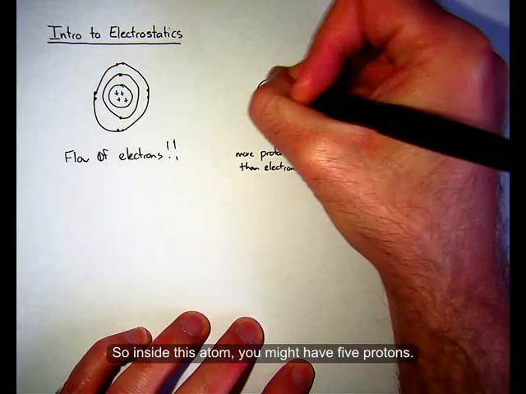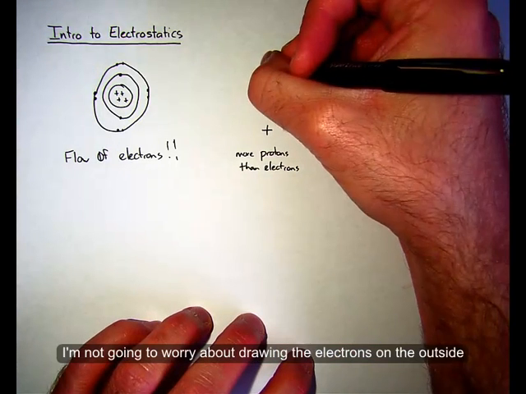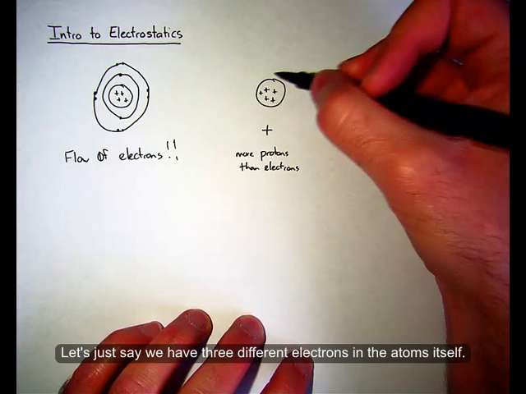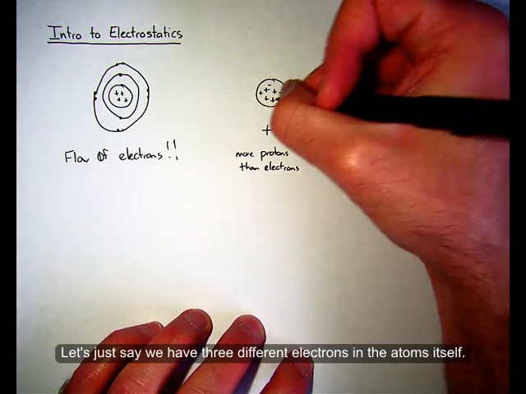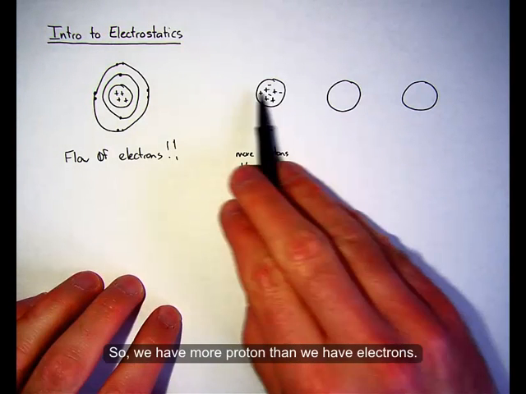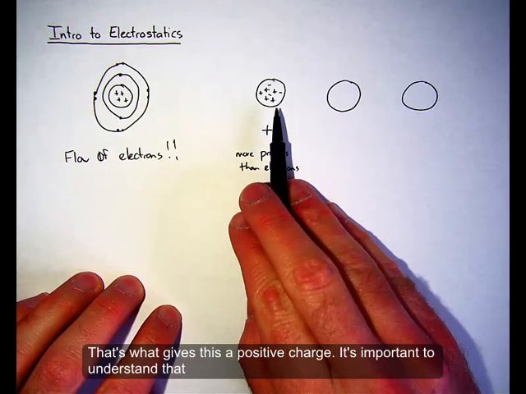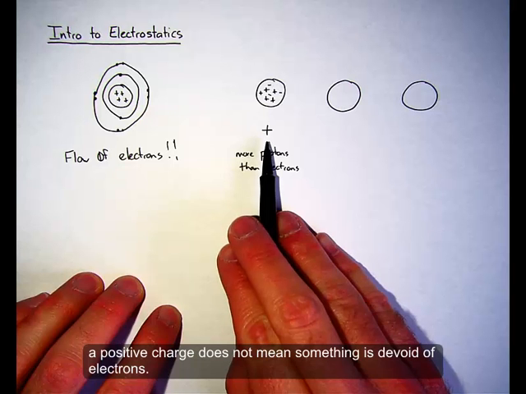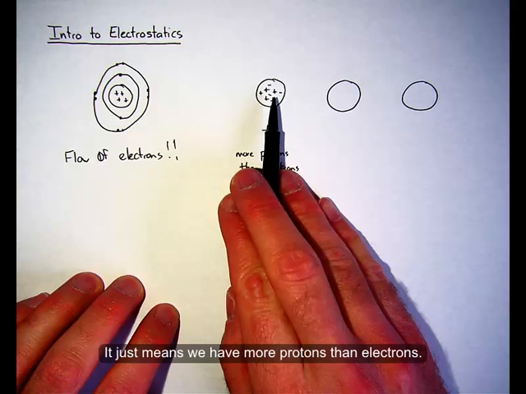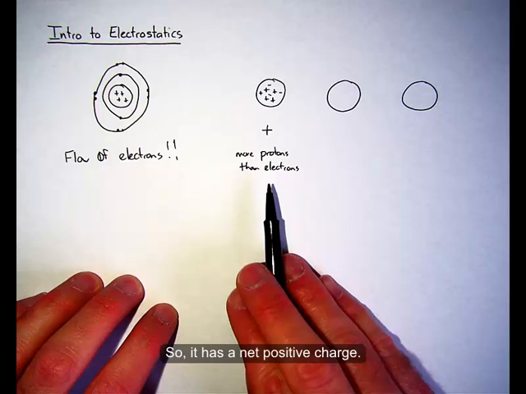So inside this atom, you might have, let's say, 5 different protons. I'm not going to worry about drawing the electrons on the outside. Let's just say we have 3 different electrons with the atom itself. So we have more protons than we have electrons. That's what gives this a positive charge. It's important to understand that a positive charge does not mean that something is devoid of electrons. It just means that we have more protons than we have electrons, so it has a net positive charge.